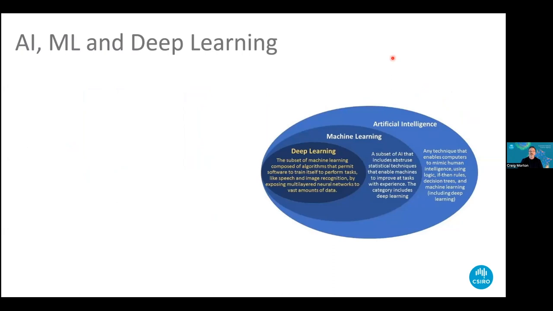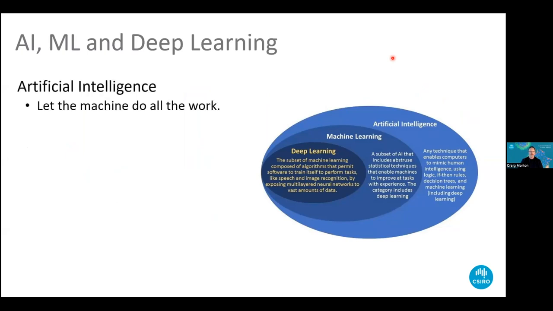But here is my sort of take on the difference between artificial intelligence, machine learning, and deep learning. So with artificial intelligence, basically you're letting the machine do all the work, but you've come up with the rules the machine's going to use. So let's say you're trying to get an artificial intelligence that can distinguish between pictures of cats and dogs.